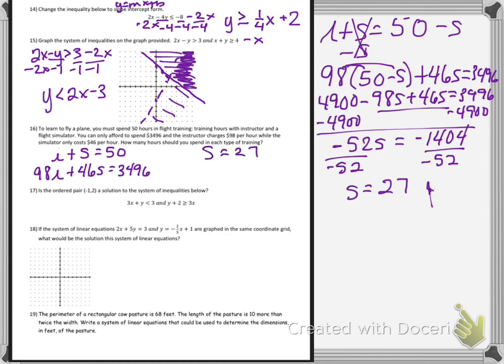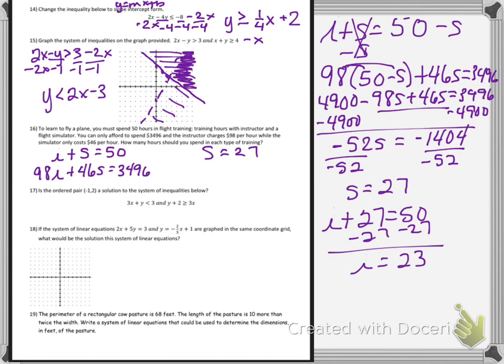And then you just need to plug that back in to one of your originals. I chose the first one, so I said I plus 27 equals 50. So when I minus 27 from 50, I get 23. So instructor is 23 hours, simulator is 27.